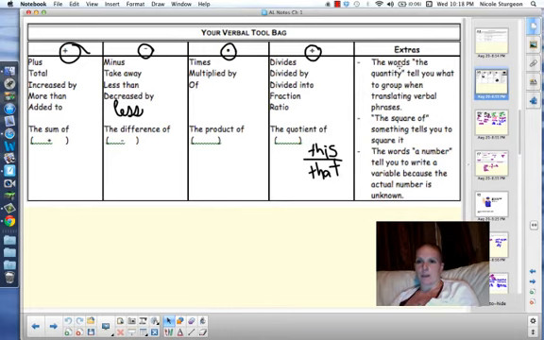Some extras here that are pretty obvious. The quantity tells you what to group when translating verbal phrases. The square of tells you to square it. The words unknown number tell you to write a variable because the actual number is unknown.